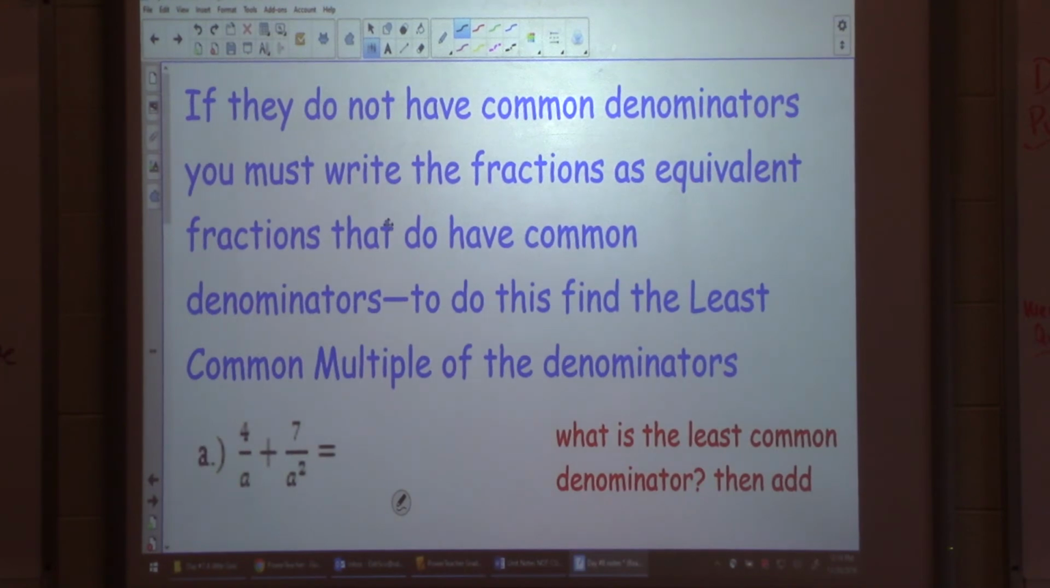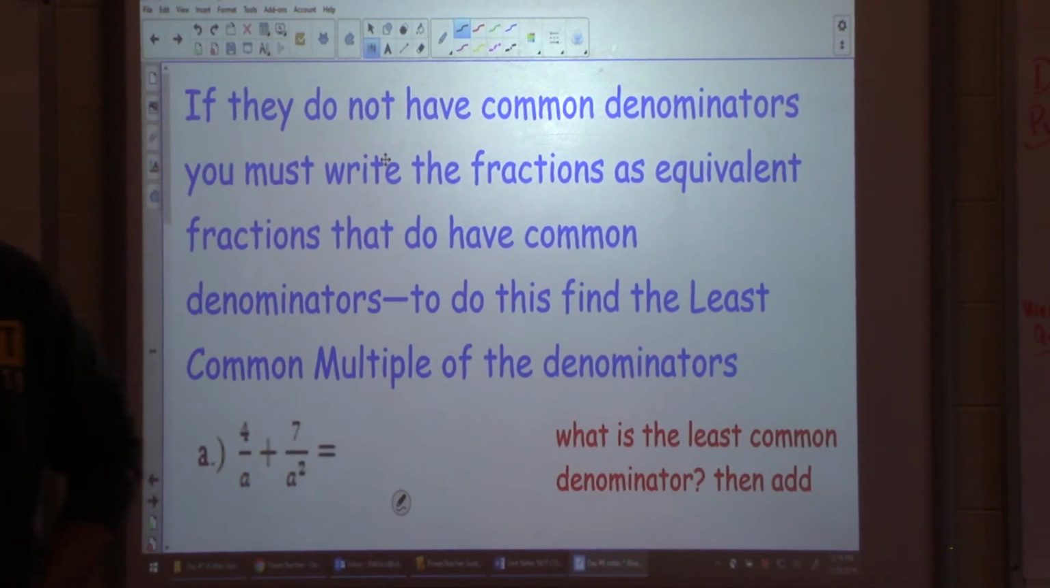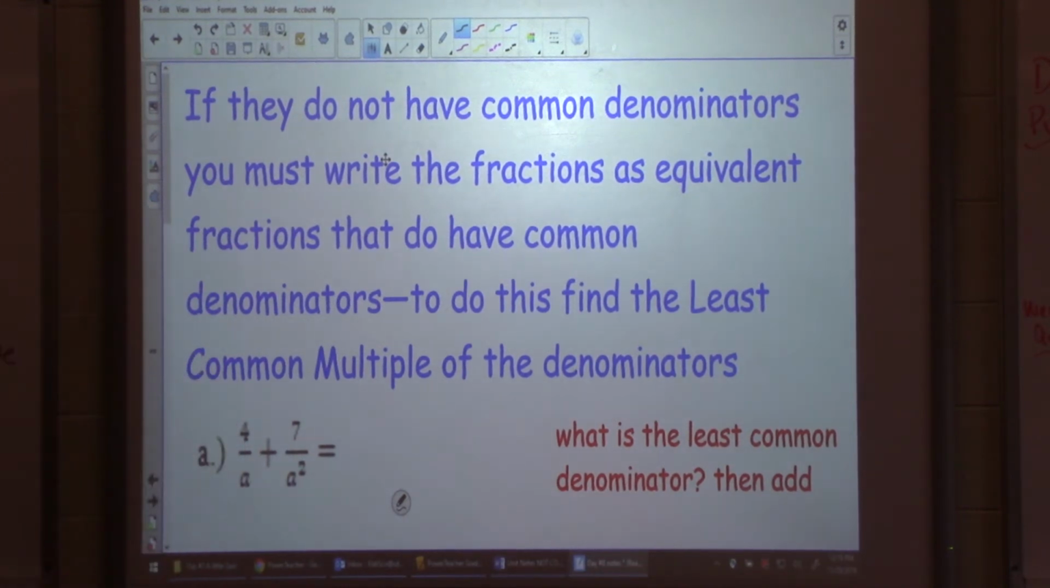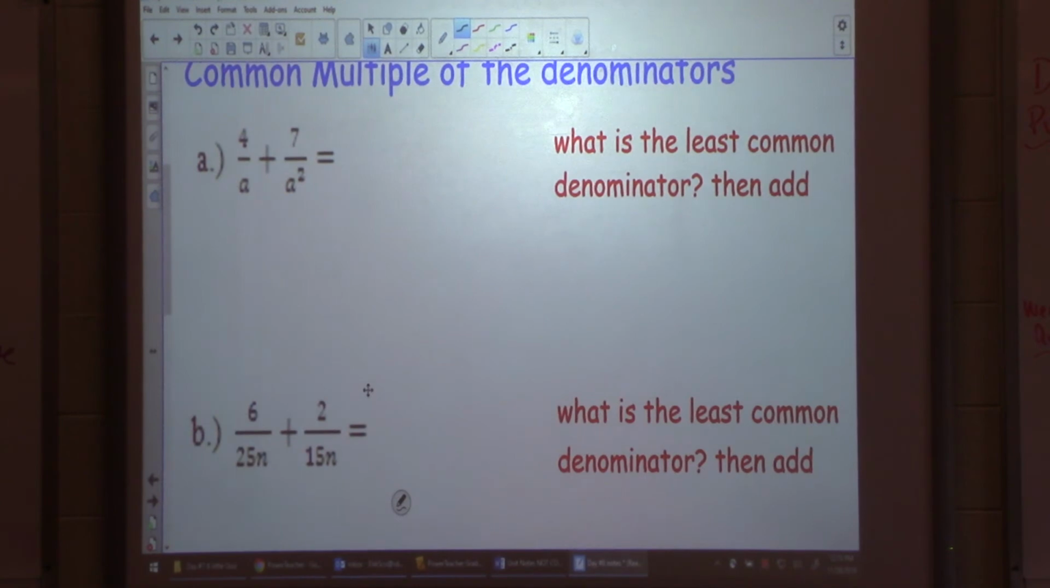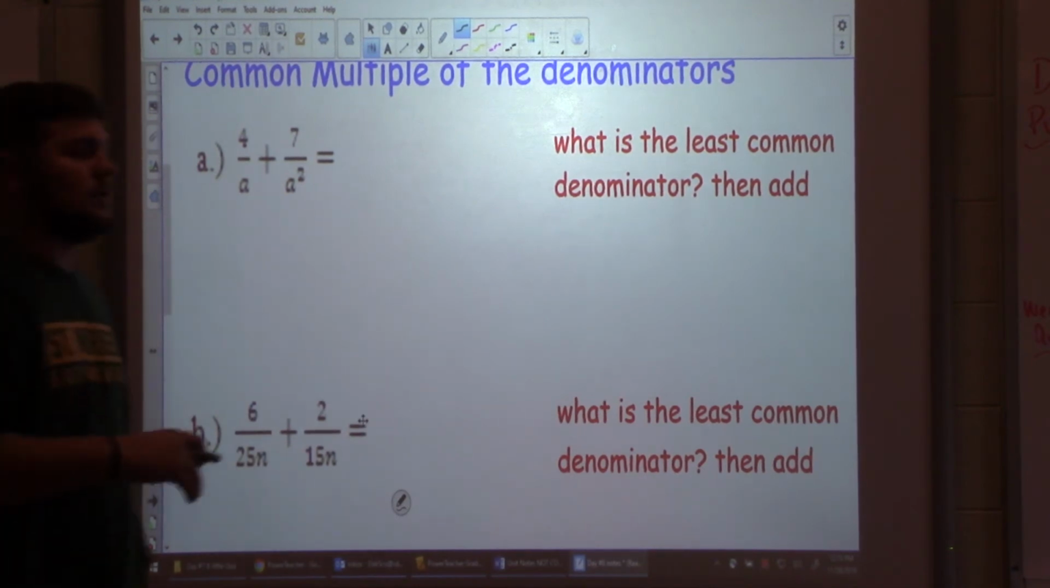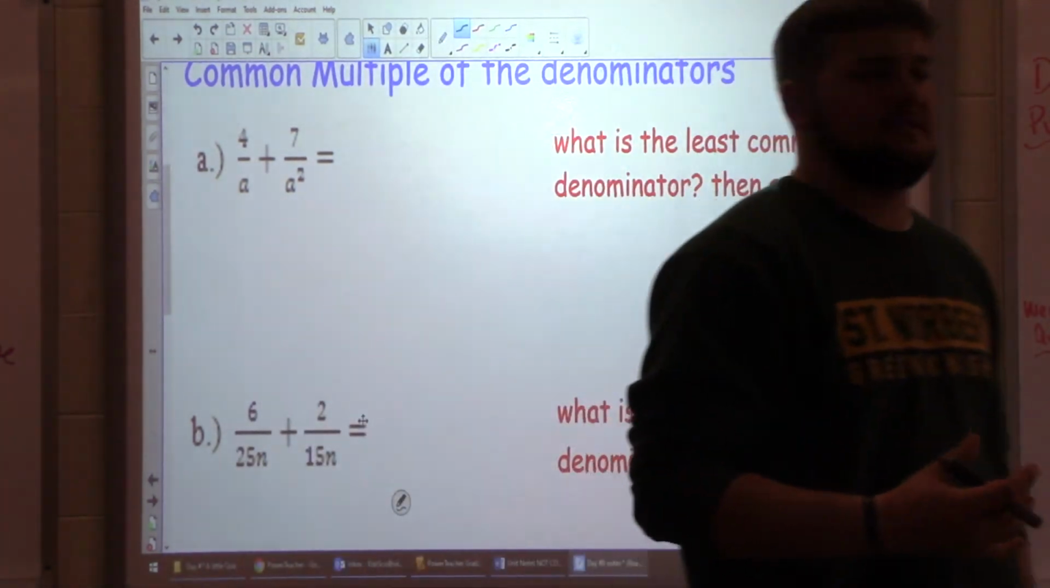If they do not have common denominators, we need to get common denominators. We need to make equivalent fractions, right? So, to find the least common multiple of the denominators. If I look at the first one here, this one should be really easy. 4 over a plus 7 over a squared. What would be our least common denominator in this case?